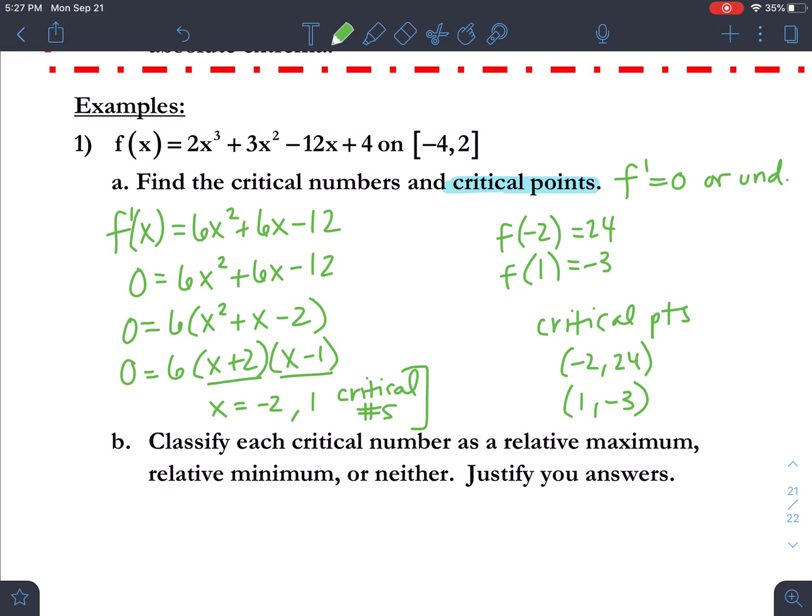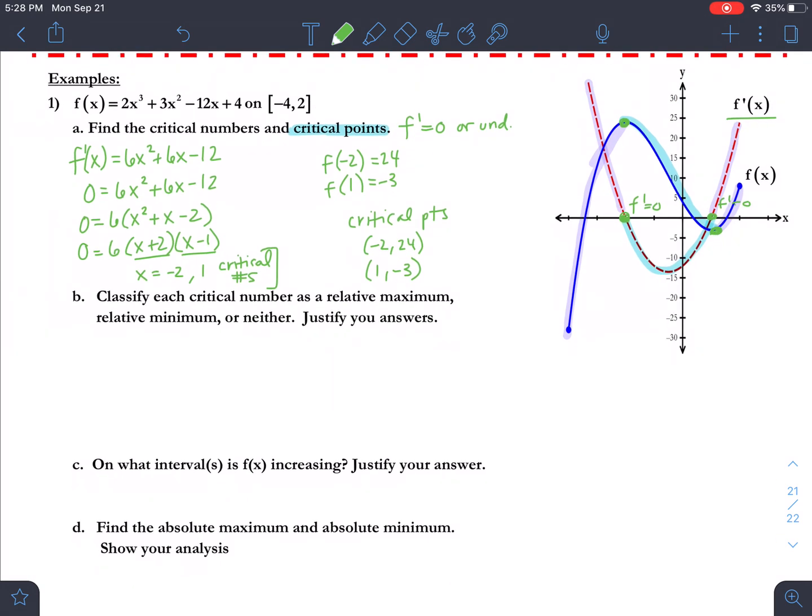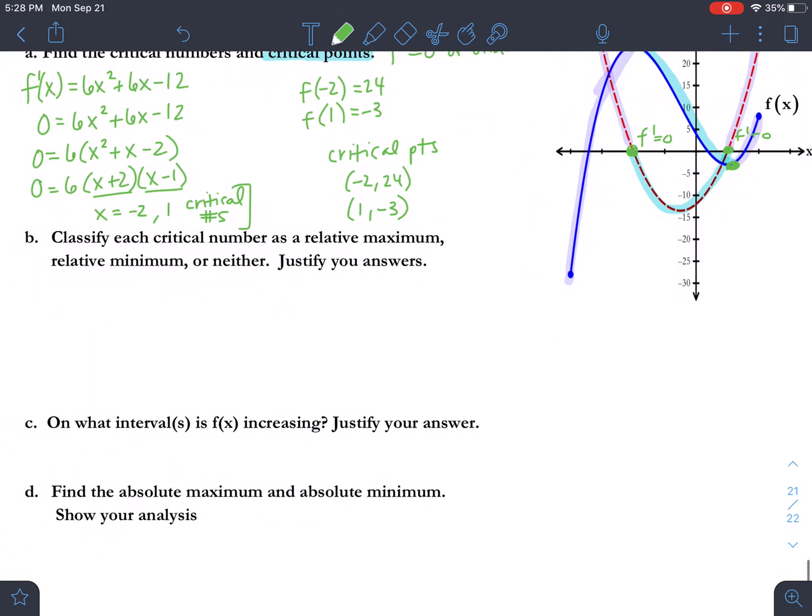So now we're going to take those two values and we're going to classify them as a relative max, a relative min, or neither. If you guys look, you probably can tell from your graph, at -2 we have a relative max, and at 1 we're going to have that relative min. But what if I didn't give you the graph? You were just looking at this information you had. What if you didn't have a graph? So what we're going to do is do something called the sign chart. And we're going to set this up. We're going to say this is f prime, this is f.